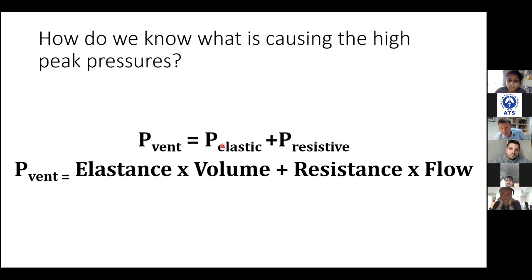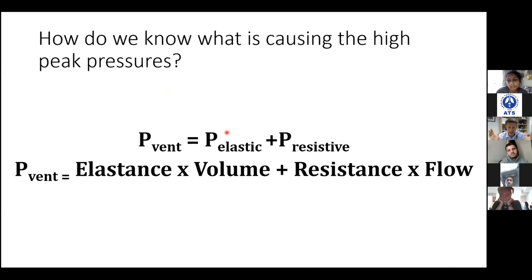Now, if you had ARDS like you had in your last case, the majority of your high peak pressure would be taken up by the elastic component because you have a high elastance or a low compliance. In the patient who has asthma, their problem is not compliance. They have a normal compliance of their lungs, and the majority of this is a resistive problem. And so in this patient, when we do an inspiratory hold, what you would see is that the peak pressure would go from very high to very low.